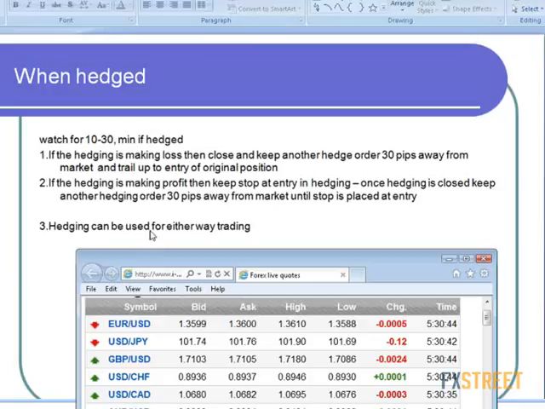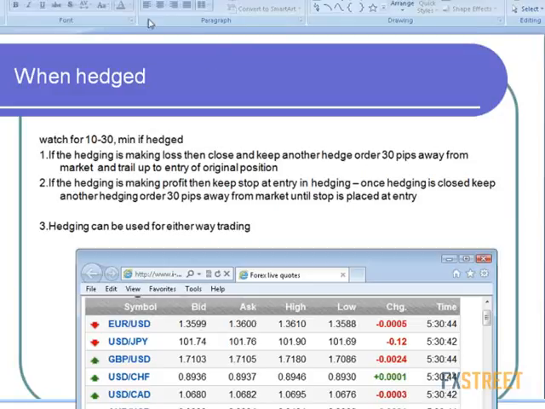So if the hedging is really making profit, and you are confused whether you are holding a position in the wrong direction, what you can do is wait for the entire move for 2 sessions to happen. Let them finish the intentional move.